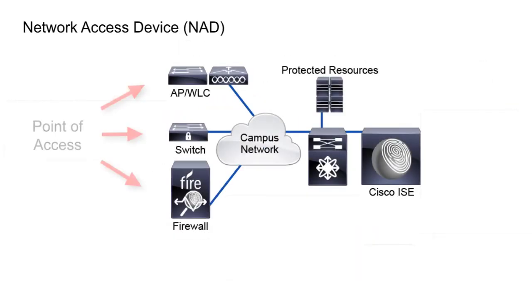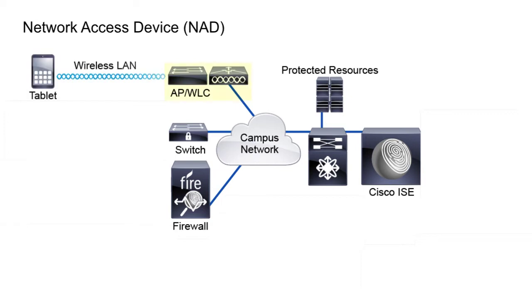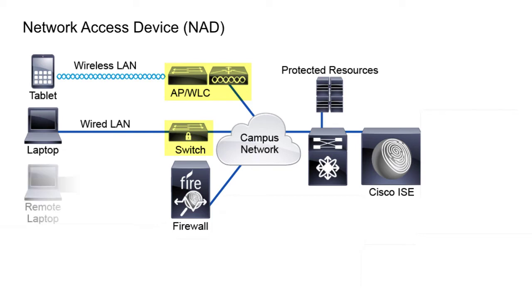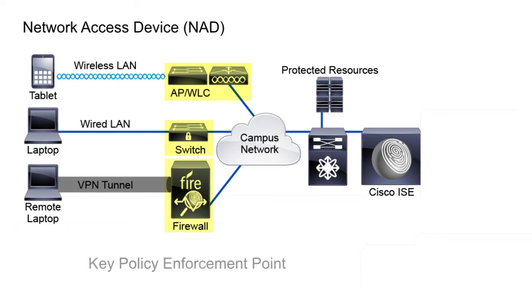The Network Access Device, or NAD, is the point of access where users and devices connect to the network. This can be a wireless connection to an access point, a direct wired connection to a LAN switch, or access through a VPN tunnel via a firewall. This makes the NAD the key policy enforcement point for the Cisco ISE security solution.